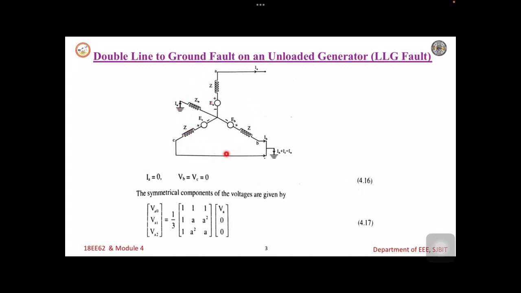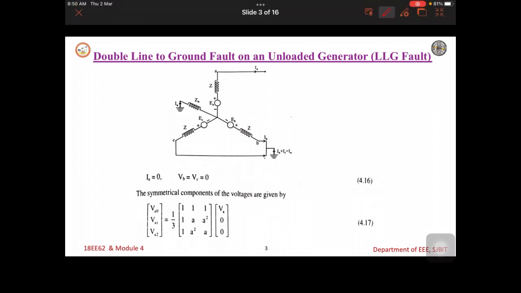Because it is a generator, the currents are going out of the winding: IA, IB, IC. Here the fault is considered on terminals B and C. These B and C are shorted and grounded. That is double line to ground fault. So first we will understand what are the terminal conditions for this.